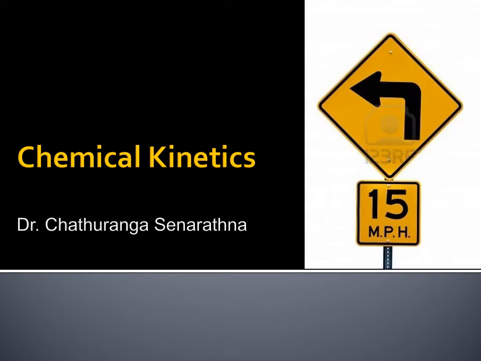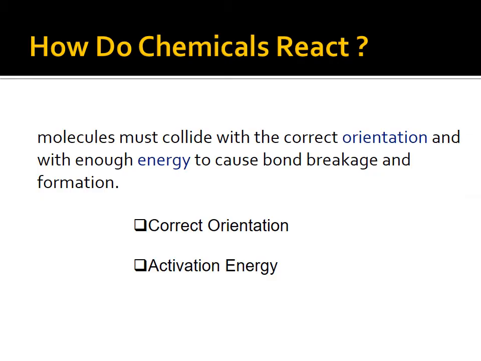Dear students, today we are going to talk about chemical kinetics. Chemical kinetics states how fast a chemical reaction takes place. For a chemical reaction to take place, molecules must collide with the correct orientation and with enough energy to cause bond breakage and formation. Therefore, let's consider collision with correct orientation and the activation energy as the key factors affecting the chemical reaction.